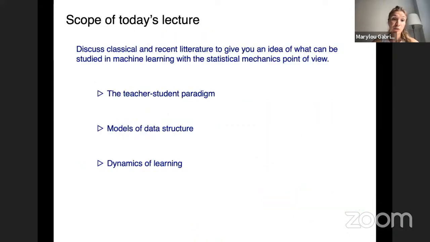So the scope of today's lecture is to discuss classical and recent literature from a rather high-level viewpoint, to give you an idea of what can be studied in machine learning with these statistical mechanics methods. And I will try to cover 3 sections. The first one will be to introduce you to the teacher-student paradigm. Then to develop more about models of data structure that we can treat with those methods. And finally, also touch upon dynamics of learning. Okay, so let's dive into the first important topic, which is the teacher-student paradigm.